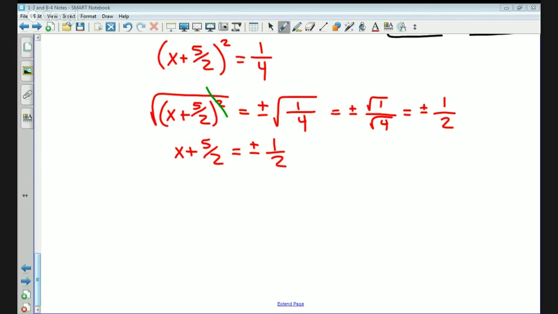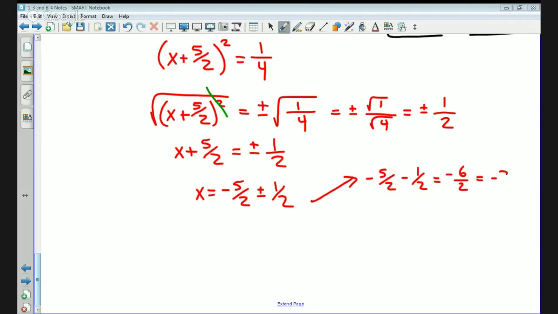And we will get x equals -5/2. We'll subtract 5/2 from both sides, plus or minus the 1/2. And if we take a look at where this gets us, -5/2 minus 1/2, which will be -6/2, which equals -3. That should look familiar from above. And then we'll also have -5/2 plus 1/2 equaling -4/2, which equals -2.